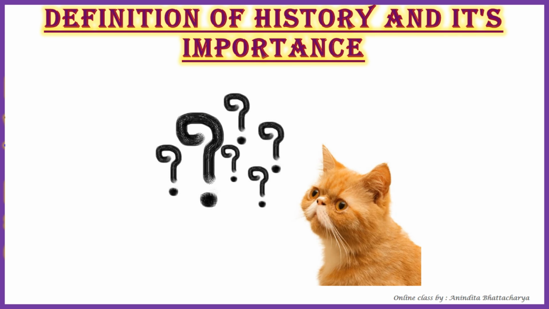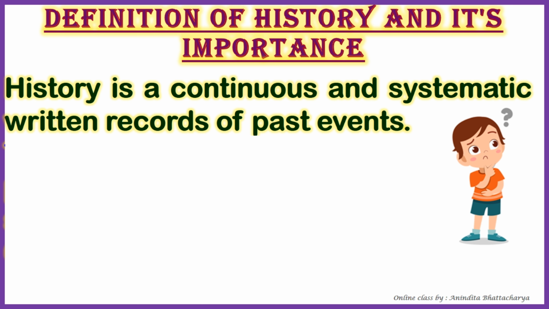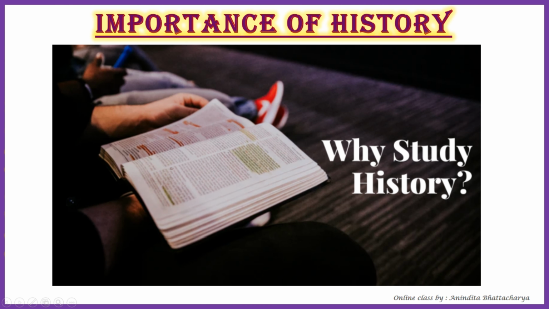So the question is, what is the meaning of history? History is a continuous and systematic written record of past events. Those who study the subject as a profession are called historians. The study of family history is called genealogy. Our next topic is the importance of history.